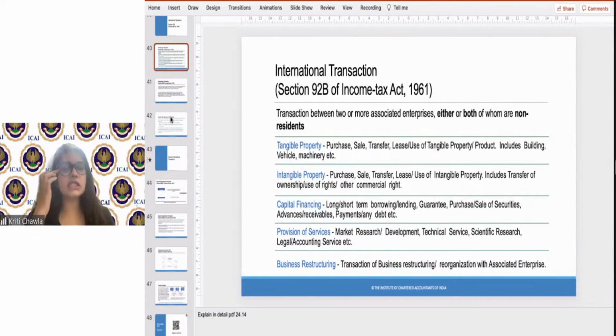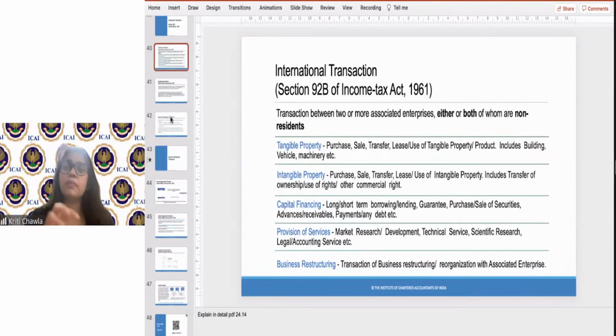So section 92B says that any purchase or sale transaction, and these could be any transaction, building, vehicle, machinery, or one enterprise buying patents from the other enterprise, or using the patents of the other enterprise, or one enterprise giving a loan to the other enterprise, or provision of services between the two enterprises, will be considered an international transaction.